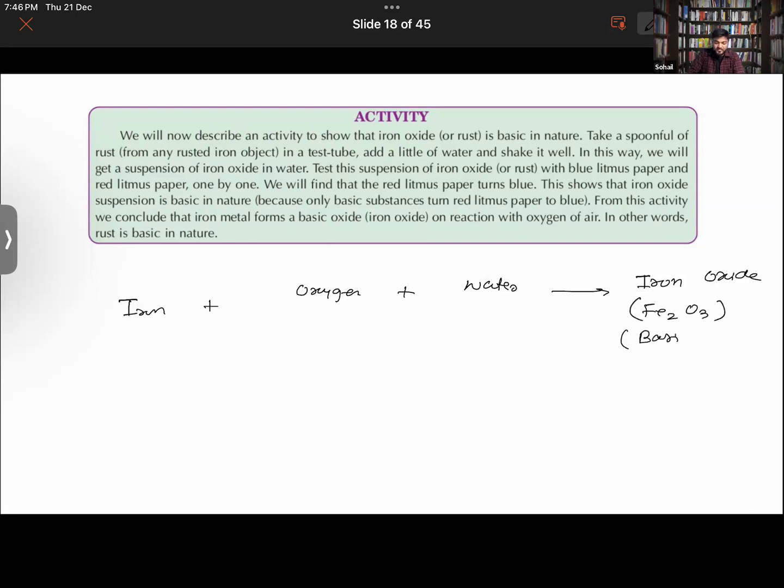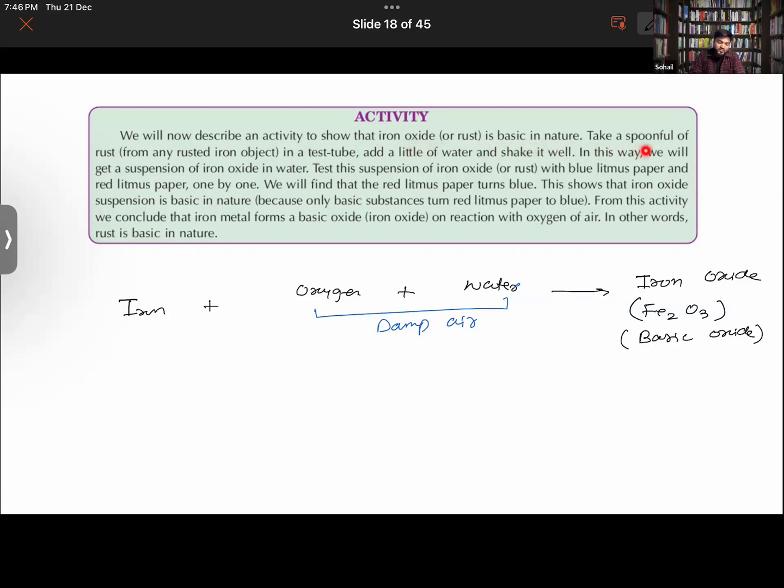This is also a basic oxide. And where is this water coming from? This is basically damp air, water vapor. So in this, again, we will get to see that this iron oxide is basic in nature.